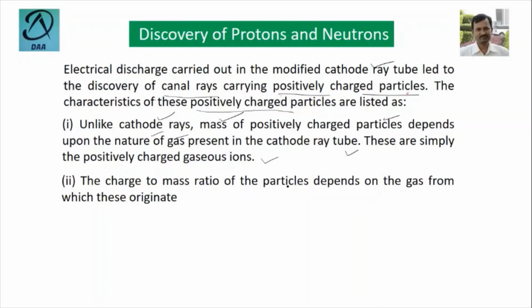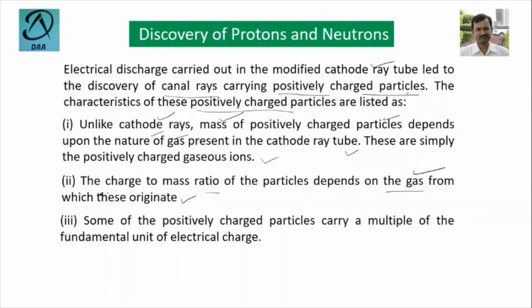The charge to mass ratio of the particle depends on the gas from which it originates, as I already told. That means whatever gas is inside the cathode tube, the particle's mass depends on the nature of the positively charged particle. And so the charge to mass ratio depends on the nature of the gas. Third point, some of the positively charged particles carry multiple fundamental units of electric charge.